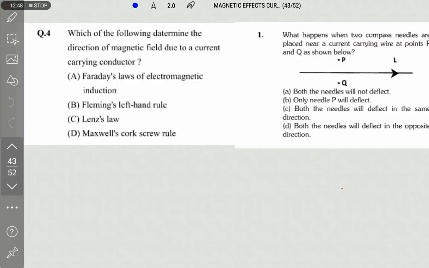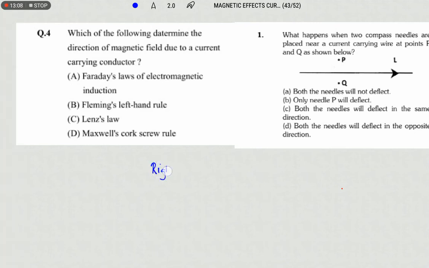Right, let us see the next one. Which of the following determines the direction of magnetic field due to a current carrying conductor? The direction of magnetic field due to a current carrying conductor can be represented with the help of the right hand thumb rule. But the right hand thumb rule is not given. Then what will be the other law used for this? The other law is Maxwell's corkscrew law. Sir, what is Maxwell's corkscrew rule?